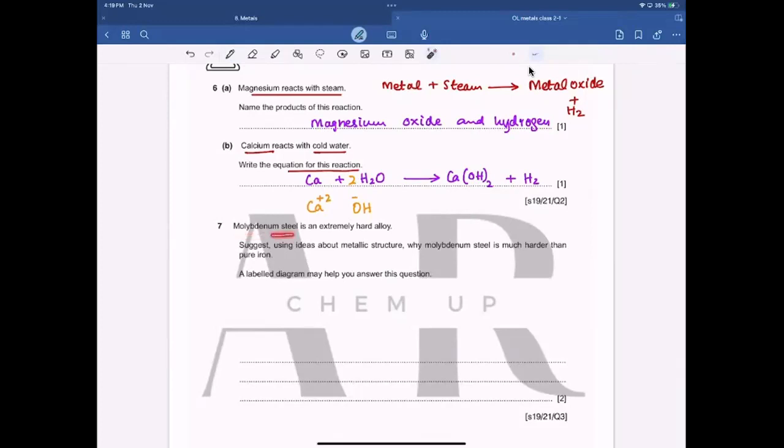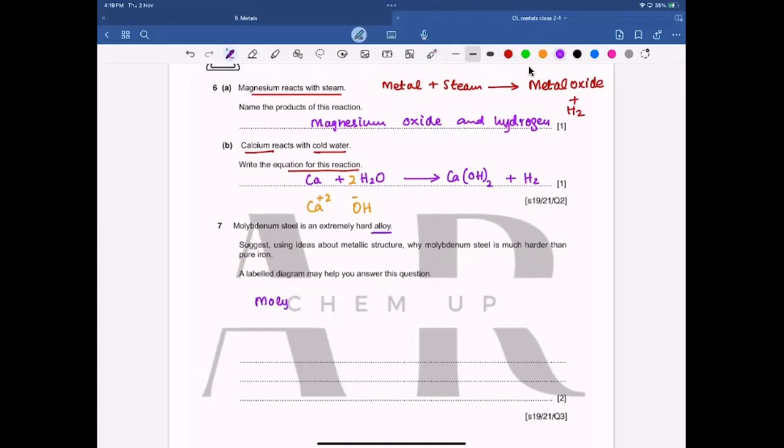Molybdenum steel is an extremely hard alloy. Suggest using ideas about metallic structure why molybdenum steel is much harder than pure iron. A labelled diagram may help your answer. So if we have to show the labelled diagram, and molybdenum steel is what?